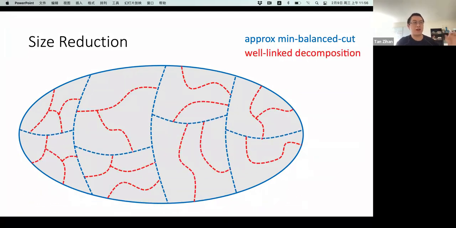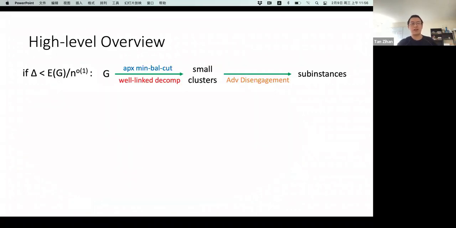And then we apply well-linked decomposition to each cluster, and then we get well-linked clusters, and we can create subinstances using advanced disengagement. So the high-level overview of this part is that as long as the max degree is not crazy, we can apply the approximate minimum balance cut, and then well-linked decomposition to get small enough clusters, and then we use advanced disengagement to get subinstances.